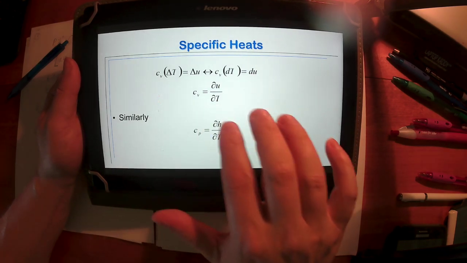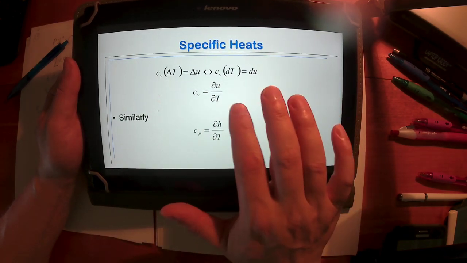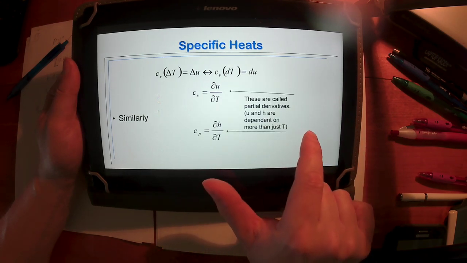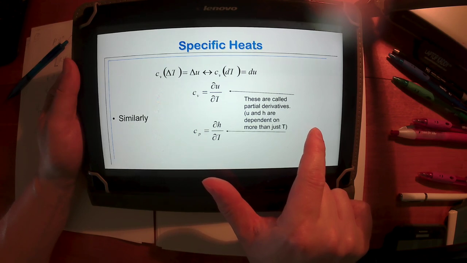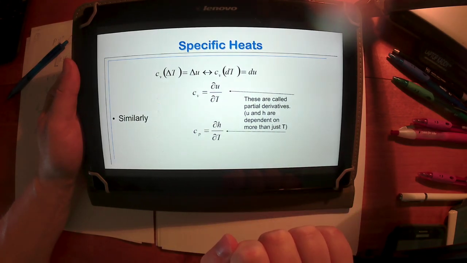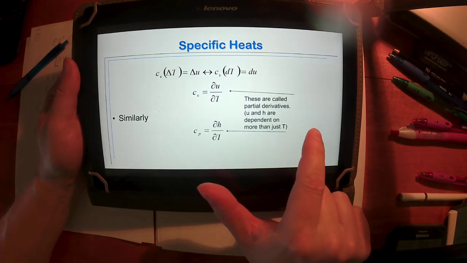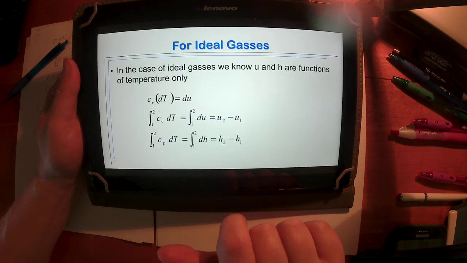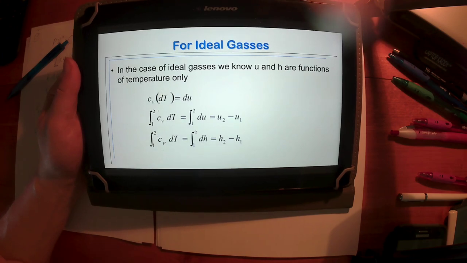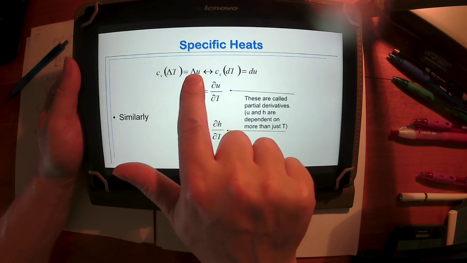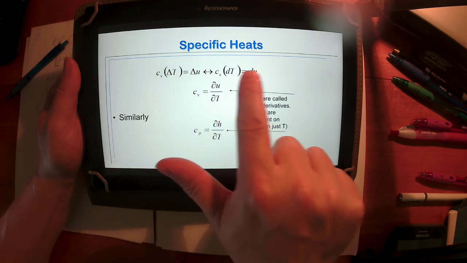And again, maybe it's more than one variable, it's probably more than one variable, so we'll use partials or inexact differentials here. Right? These are partial derivatives; U and H are dependent on more than just temperature, and we know that's true for water and R134a, using the big property tables: you have phase, you have other variables at play. However, what we do know, again, based on this expression here, is that delta T times C sub V is equal to delta U, and we go to the differential level, right?